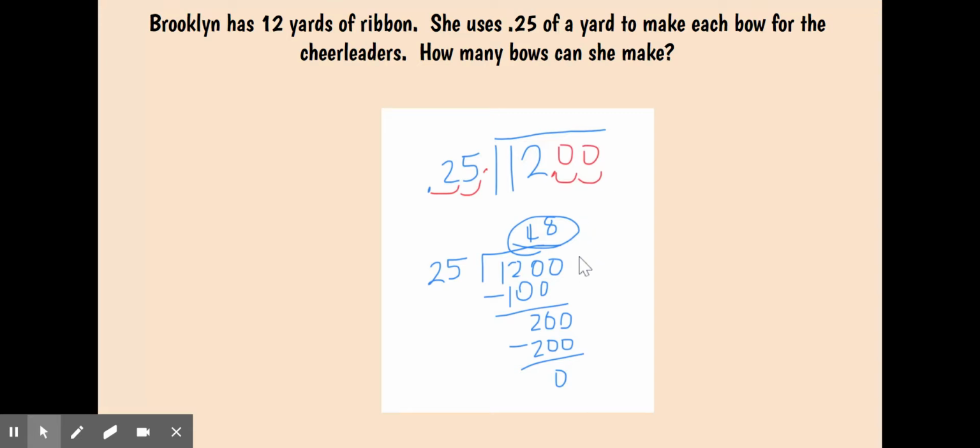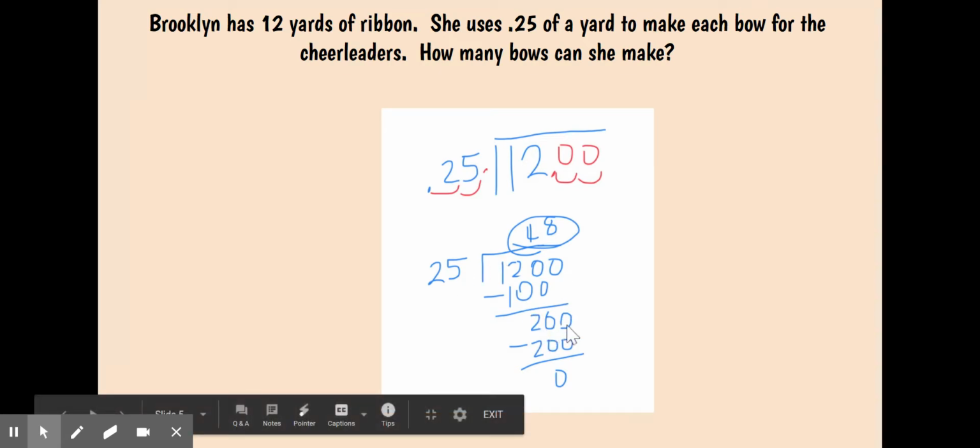Now I'm just dealing with dividing whole numbers again. So I have 1,200 now divided by 25. 25 can't go into 1, can't go into 12. It can go into 120, though, 4 times. 4 times 25 is 100. Subtract, I get 20. Bring down my 0, and 25 goes into 200 8 times.